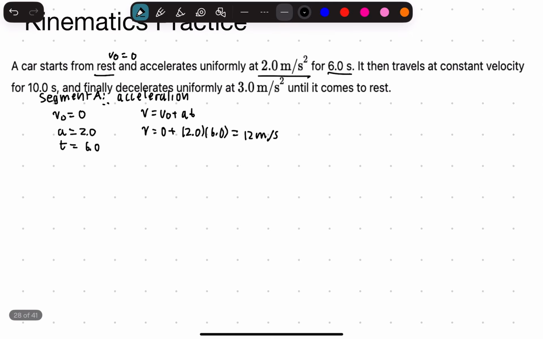Now, we're going to find the displacement. In order to find the displacement, we can use x, which is displacement, is equal to v initial times time plus 1/2 times the acceleration times time squared. Now plugging in our values, we have our initial value for v is 0 plus 1/2 times 2.0 times 6.0 squared. That's going to be 36 meters of displacement.